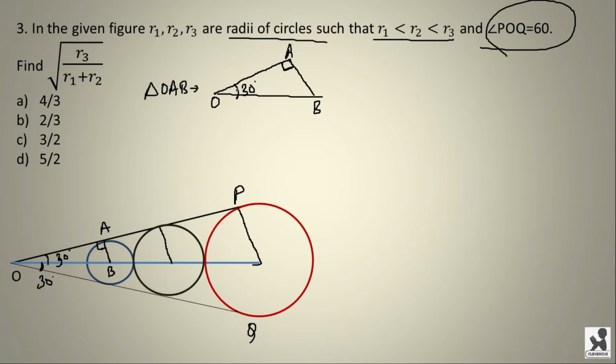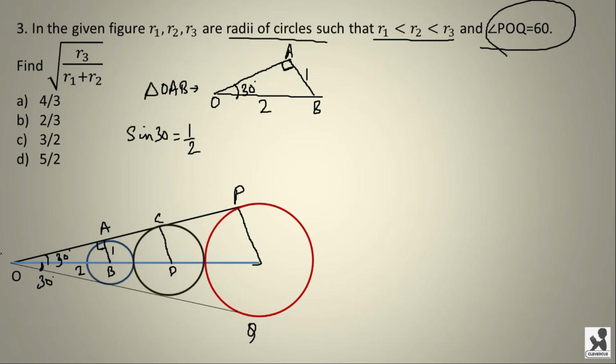Let us apply the sine rule over here. Sine 30 is equal to 1 by 2. So AB is 1, then OB will be 2. This is opposite by hypotenuse. So let us consider this as 1 unit and this as 2 units. Now let us name these points as C and D.